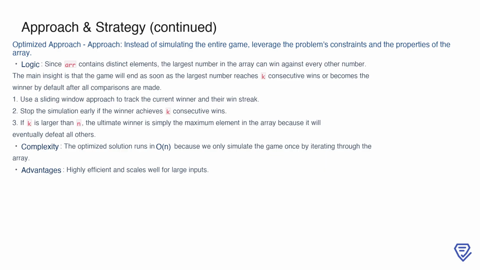To implement this, we keep track of the current winner and their win streak using a sliding window approach. We stop the simulation as soon as the winner achieves k consecutive wins. Additionally, if the value of k is larger than n, the largest number in the array becomes the winner because it will eventually defeat every other element. This optimized approach has a time complexity of n, as we only need to iterate through the array once. It is efficient, scales well for large inputs, and avoids the unnecessary repetition of the brute force method.